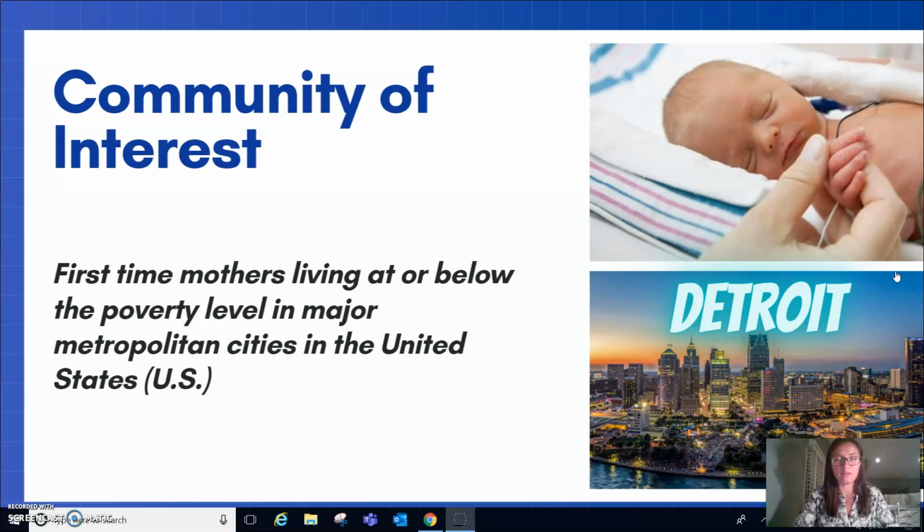As I myself was born at 28 weeks prematurely, I've always been interested in the pre- and postnatal and nutritional care of pregnant mothers. So with the cost of healthcare also rising in the United States, I know that low-income mothers and their future children are at risk for deficiencies and obesity later in life. Therefore, for the purpose of this community needs assessment, first-time mothers living at or below the poverty level in major metropolitan cities in the United States is what I will evaluate. And since I currently live in Michigan, right outside of Detroit, Detroit will be my metropolitan city for my community.